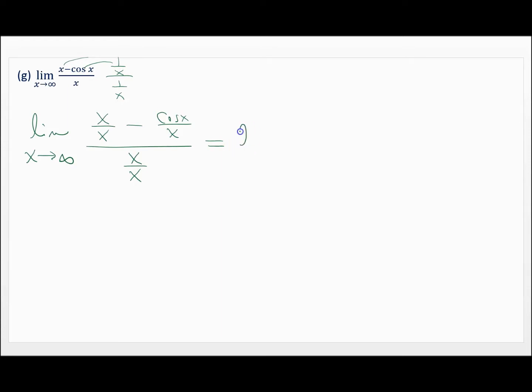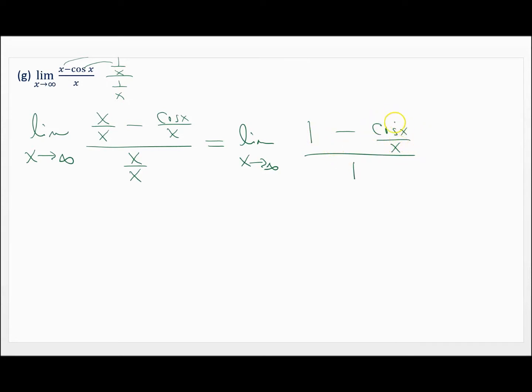You don't have to show me that step. I do understand that that is just 1. That is minus cosine of x over x, and that is 1. Okay, now here's where it gets interesting. The 1's great. The thing is, what do I do with this?